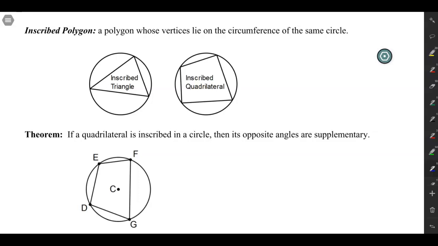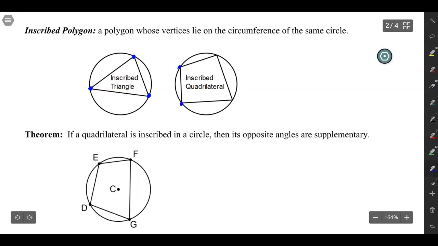An inscribed polygon is just when you take a whole shape or a whole polygon and you put it inside a circle. Now the big rule is that all of the corners of your shape have to lie on the circumference of the exact same circle. So like here, this inscribed triangle, there's 3 points, there's 3 angles, and all 3 of those angles lie on the circle. We also have an inscribed quadrilateral.